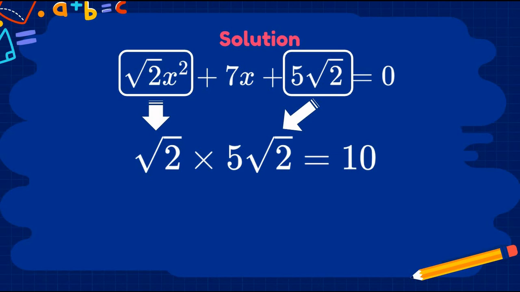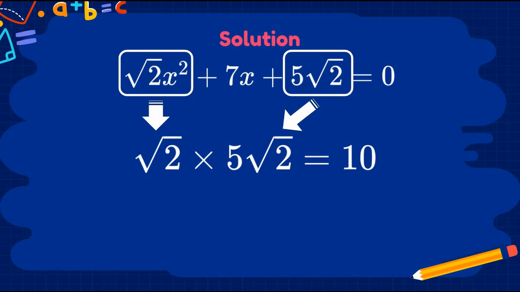Root 2 into 5 root 2 just becomes 10, because it is 5 into root 2 whole square, and the roots get cancelled, so 5 into 2 becomes 10. So 10 is the number we have. We're going to catch hold of that number 10 and do some research on it. This 10 is a very important number. You have to see that if you multiply any two factors of 10, you should get the number 10 itself.